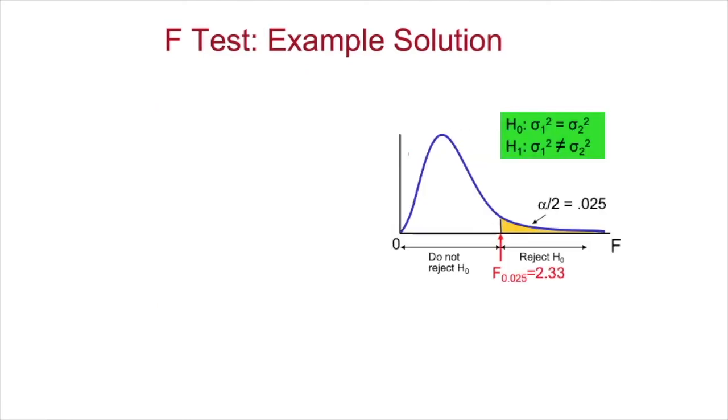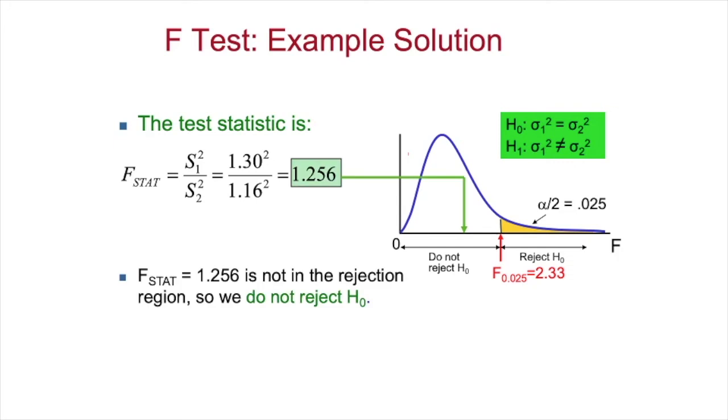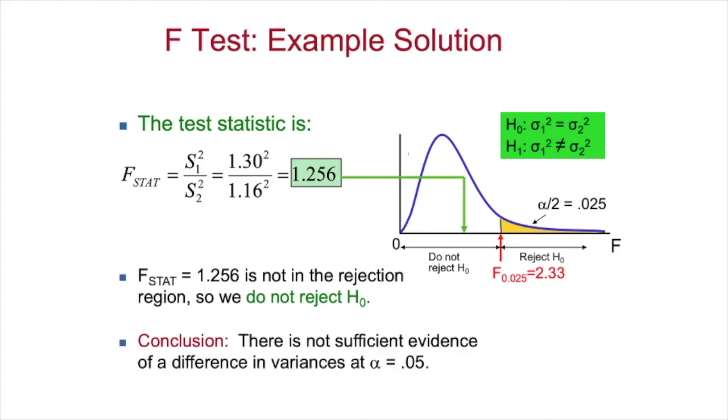And now we compute our test statistic. Our test statistic is very easy to compute. It's S1 squared divided by S2 squared. Remember from the table, S1 was 1.30, S2 was 1.16. Remember, we want the bigger variance at the top. So 1.30 squared divided by 1.16 squared is equal to 1.256. Where does 1.256 fall? It is lower than our critical F, and therefore we fail to reject the hypothesis. And so our two sigmas can be considered to be equal. In other words, there is not enough evidence to prove that they are different.